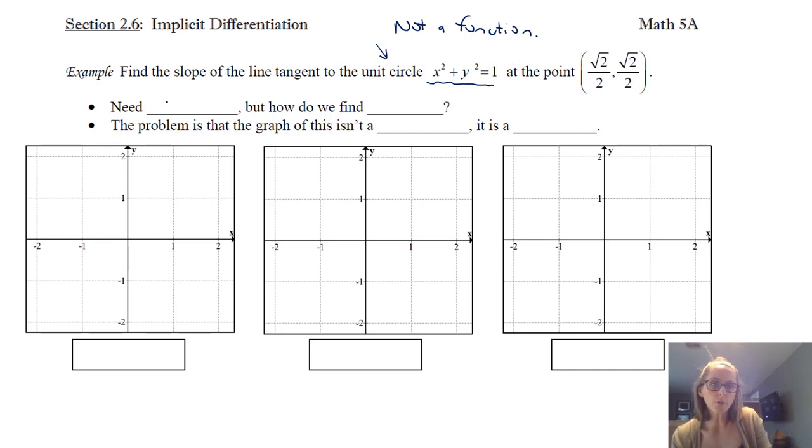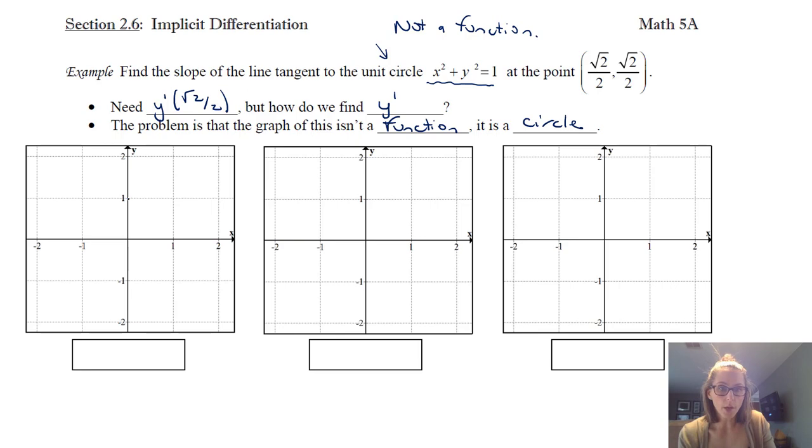So we're looking for a derivative, specifically at the x value root 2 over 2. But of course the big question is, how do we find y prime? How do we find that derivative? So the problem is, as I already said, that the graph of this is not a function. And that's because, as we already said, it's a circle.